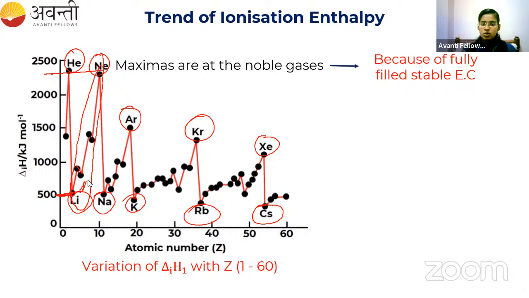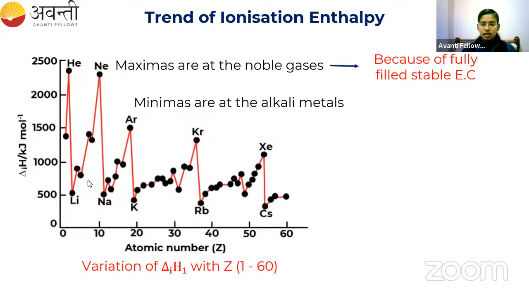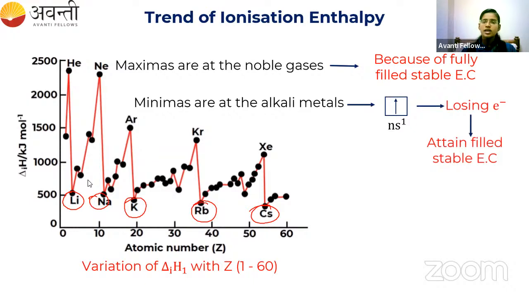Got it? And also the lowermost minima are at the alkali metals. Lithium, sodium, potassium, rubidium, cesium, and all these elements occupying the minimum position are actually alkali metals, and alkali metals belong to which group? First group, which has ns1 configuration. So if they lose this one electron, they will attain the noble gas configuration, the filled configuration, right?